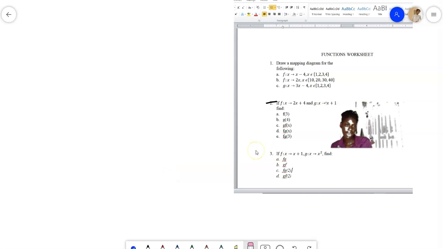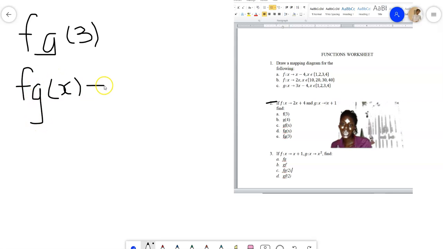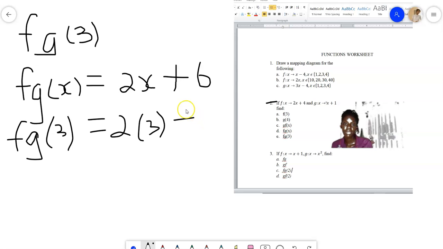Alright, so now part E says find fg of 3. Now there are more than one ways to do this. Let us look. So observe that in D, we found fg of x. So what we can do is write that here, fg of x, and that was 2x plus 6. So if they're asking for fg of 3, notice the f and the g is the same thing, in the same order. Only thing is that the x is now 3. So we're using that expression and replacing the x with 3. So 2 multiplied by 3 plus 6. So that is 6 plus 6, 12. Wonderful, you can add. Alright, so that's one way to do it.